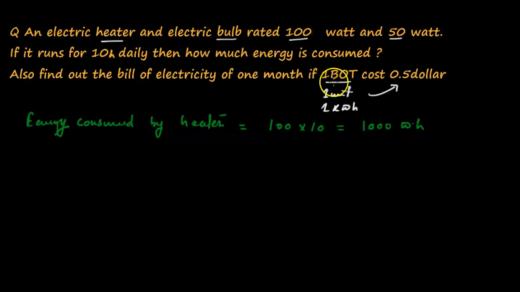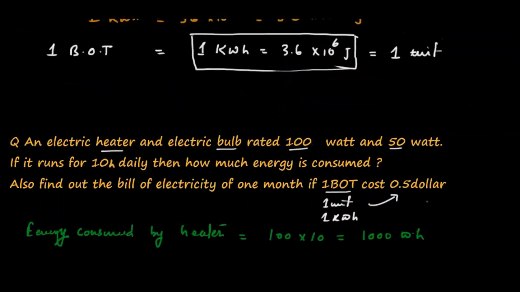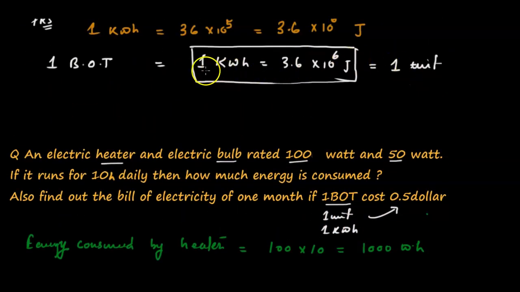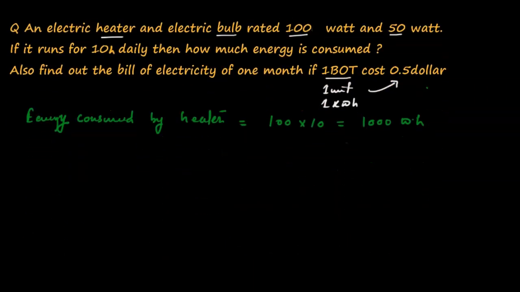Then we can find out how many units it is consuming, because in the above relation we have understood that 1 kilowatt hour is equal to 1 BOT. It is in watt hour, so we have to convert into kilo. That means we have to divide this by 1000. When we divide by 1000, we get 1 kWh. So that means the cost in one day is $0.5.